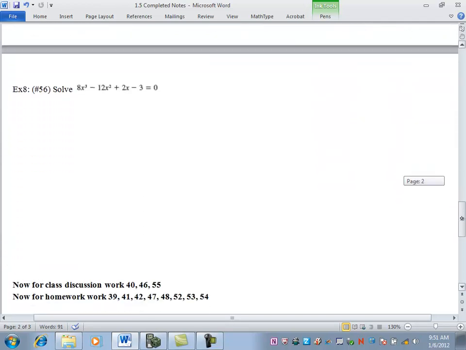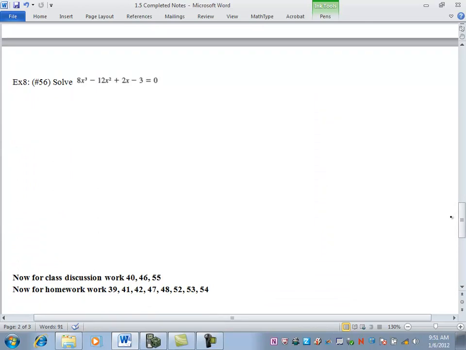One more example here to look at. This is problem 56 from your problem set. Here we've got a 4-term polynomial, and so we're going to try to factor this by grouping. Let me try the first two together. I see I can take a 4x squared out. That's going to leave me with 2x minus 3.